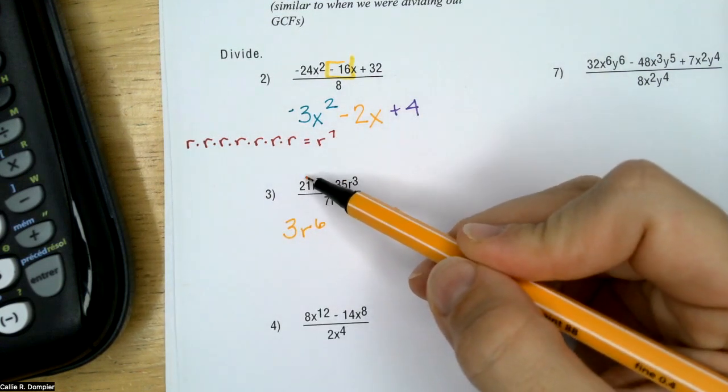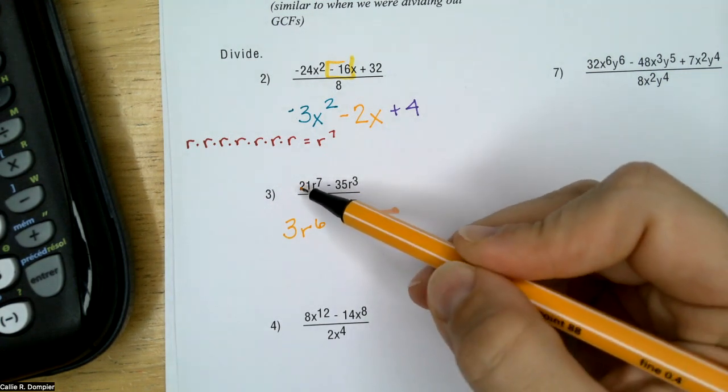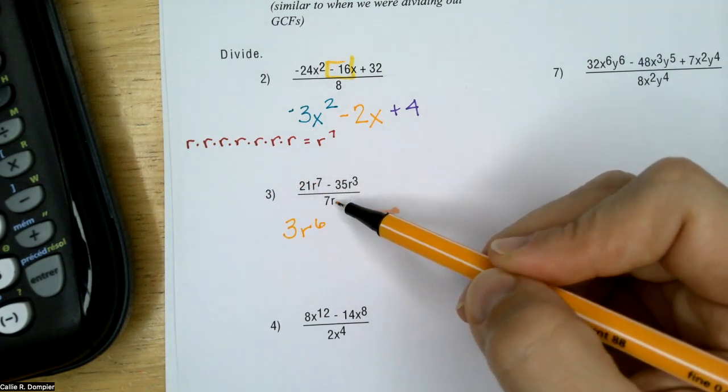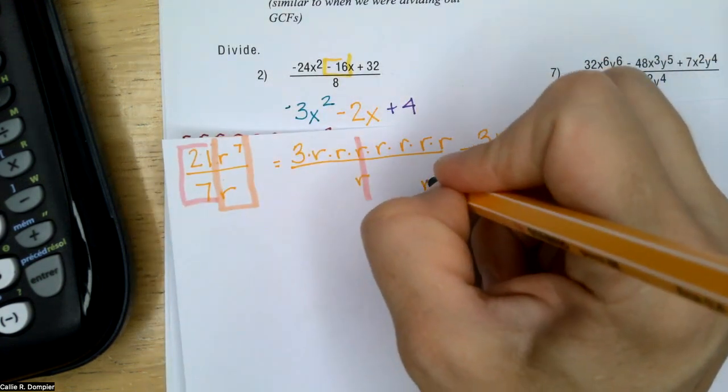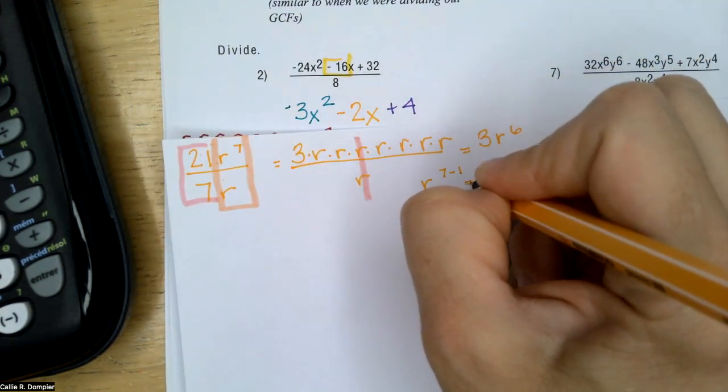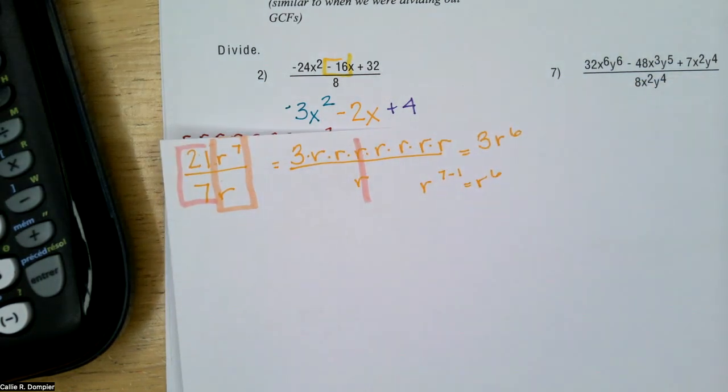21 is 7 times 3. The 7s cancel, so I get the 3. R to the 7th divided by r is just r to the 6th. Oh, you can even use the rule of exponents. R to the power of 7 minus 1 is r to the 6th, right?